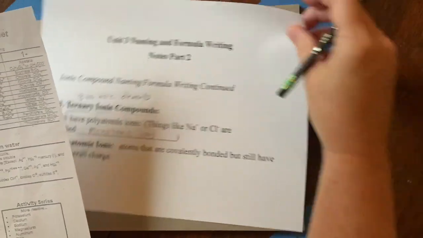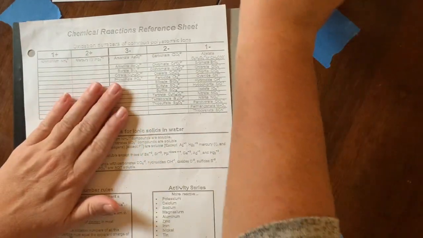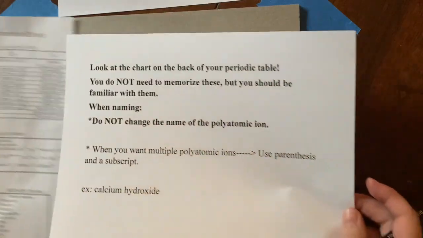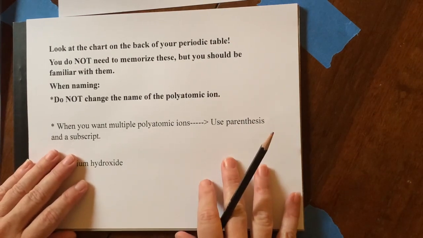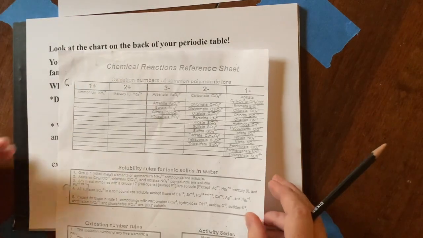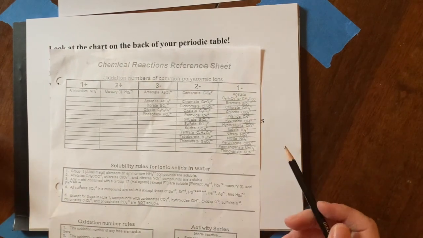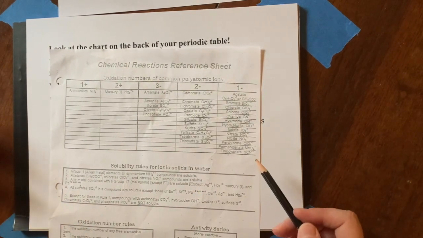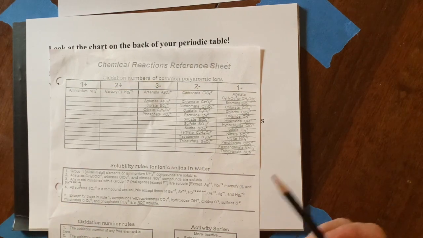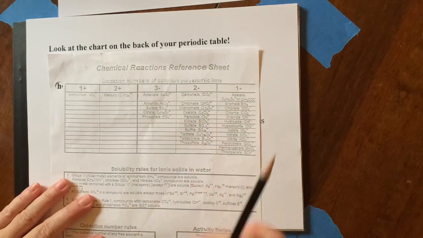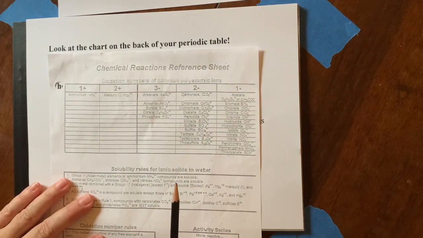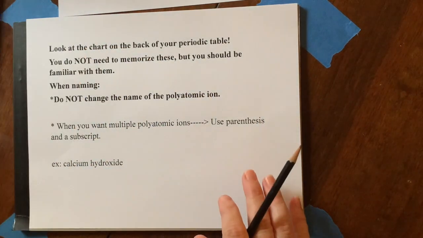You're not going to be memorizing them because you're always going to have this on the back of your periodic table. But it's really important that when you read the name, you are very familiar with it, okay? So I would read over these several times. For example, if you hear thiocyanate, you're not going to think that that's an element that you should find on the periodic table. You'll know to look at the polyatomic ion chart, all right?